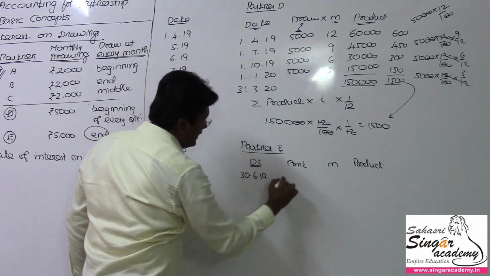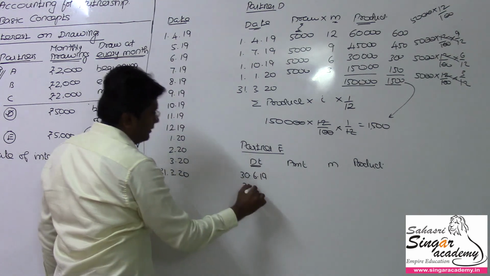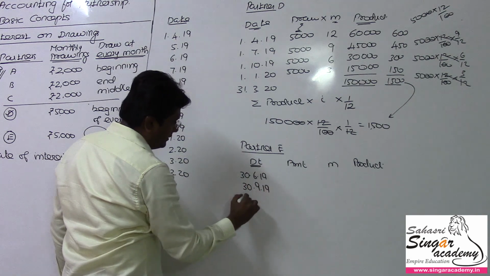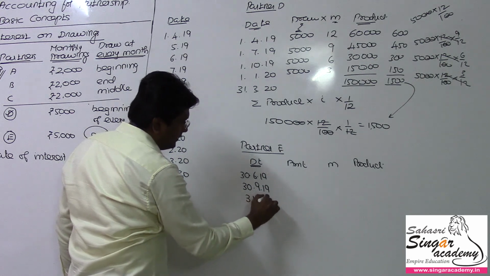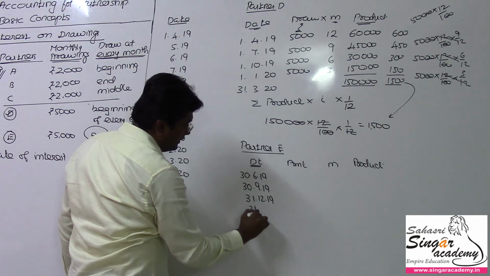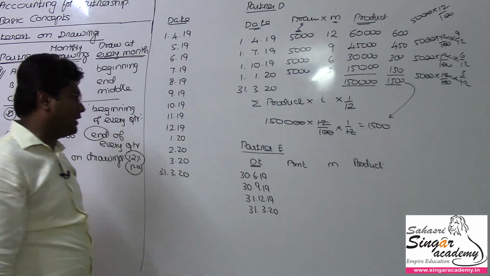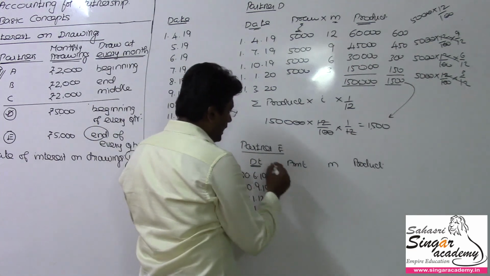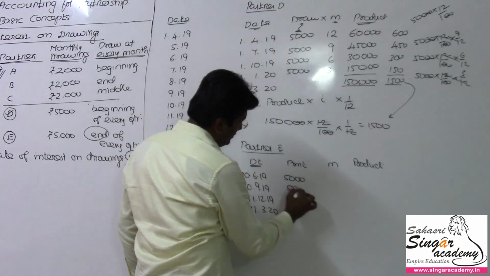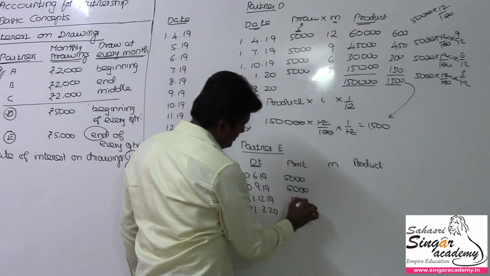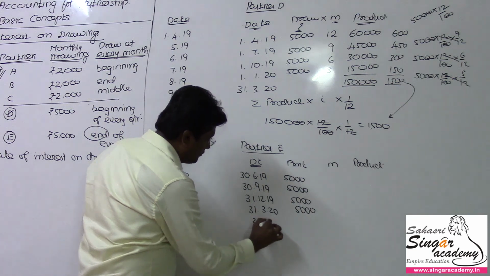30/6/19 is the first quarter end, and the second quarter is 30/9/19, and then the third quarter is 31st December 19, the last quarter is 31st March 20. So 4 quarters, right? The amount being the same, 5000, 5000, 5000 and 5000. Year end is 31st March 20.